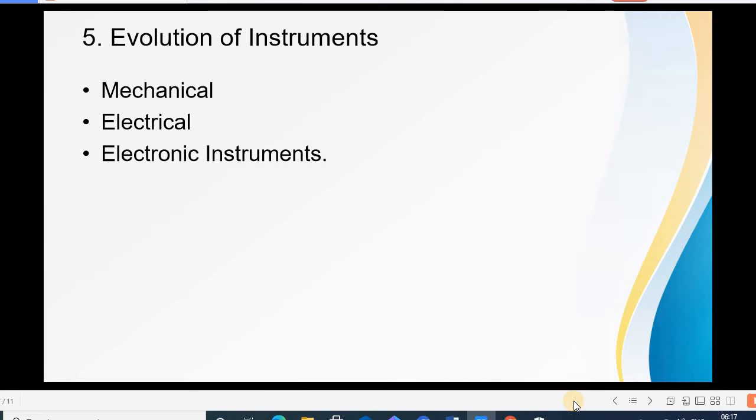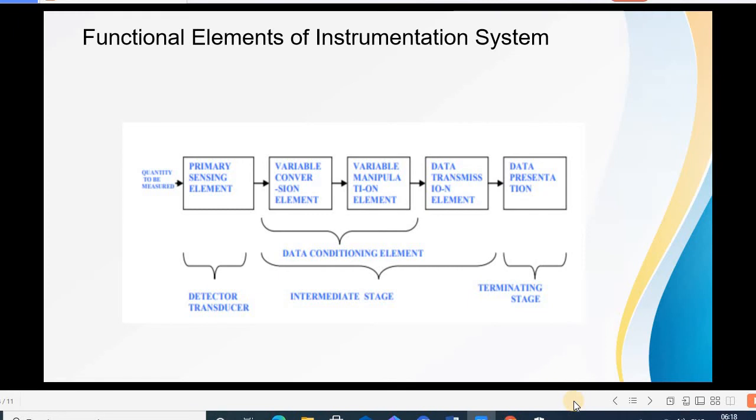Next we will see the basic functional elements of an instrumentation system. It mainly consists of a primary sensing element, also known as the detector transducer, and second, a variable conversion element, then a variable manipulation element, and then a data transmission element. These three combined together are known as the intermediate stage or data conditioning element, and the final stage is the data presentation element, also known as the terminating stage.